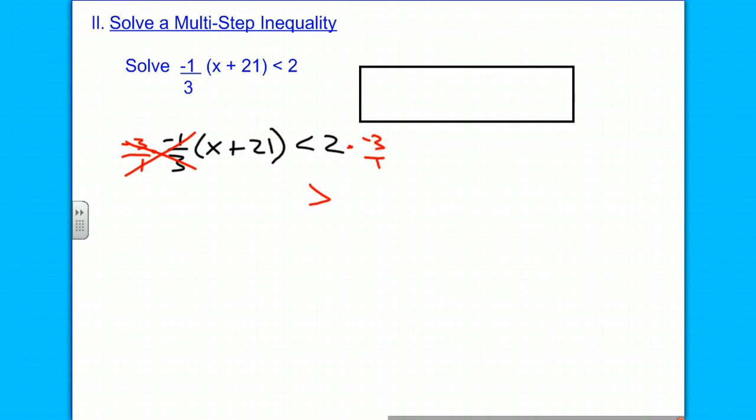This just equals 1, and we now have x plus 21 is greater than what? 2 times that is -6. Good. And look how simple this now is. Right? So how do we undo, Ray? How do you solve for x? Good. Subtract 21 from both sides. Does that cause us to change our sign? No. Ray, what causes us to change our sign?